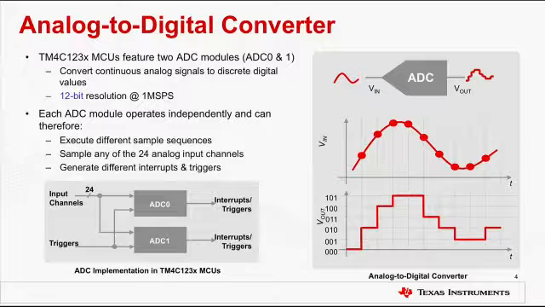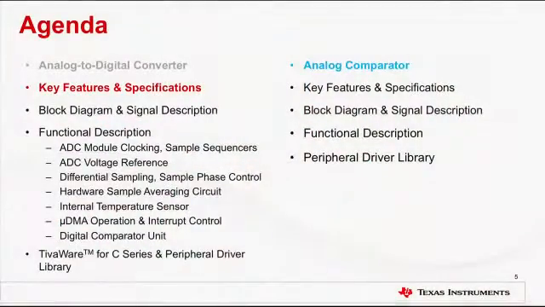Input source, triggers, and interrupt for each sample sequencer can be configured to meet the requirements of a wide number of applications. In addition to that, each ADC module has its own temperature sensor, which we will discuss in detail later. So let's take a quick look at the key features and specifications of the ADC module. At this point in time, I will talk about the key features listed on the screen very briefly. In the later sections of this training, most of these features will be discussed in detail.